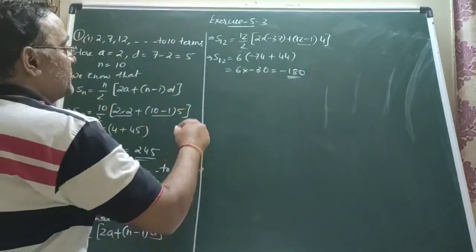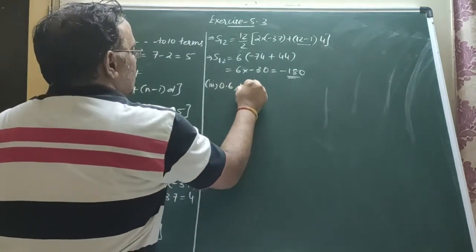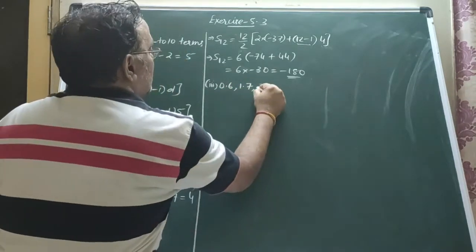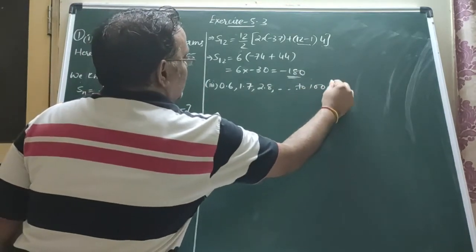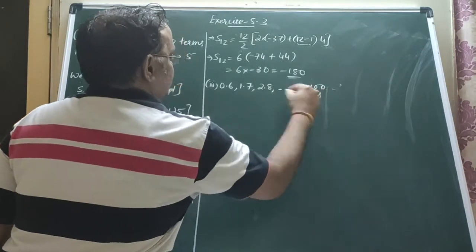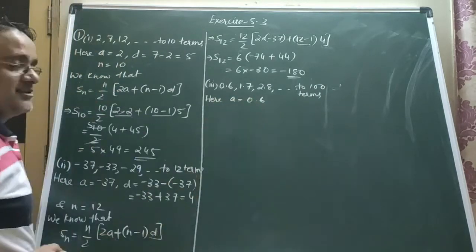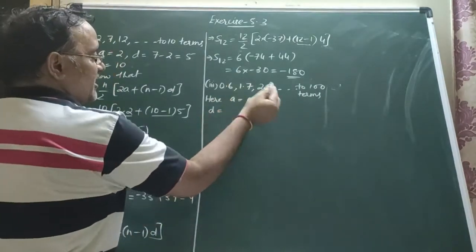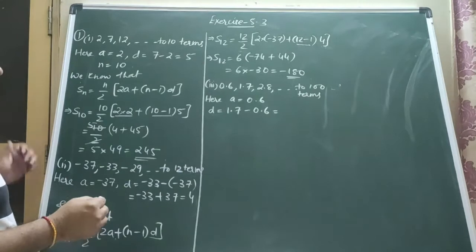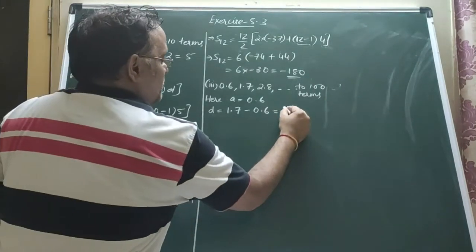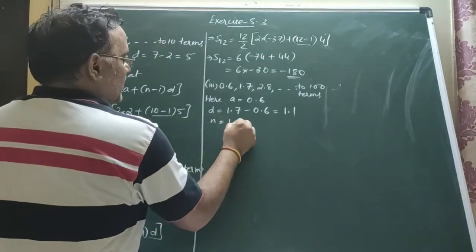Now the next question, third bit. 0.6, 1.7, 2.8 up to 100 terms. So here, what is the value of a? 0.6. And what is the value of d? Second term minus first term. That is 1.7 minus 0.6. So how much will we get? 1.1. Okay. Now the value of n is equal to 100.